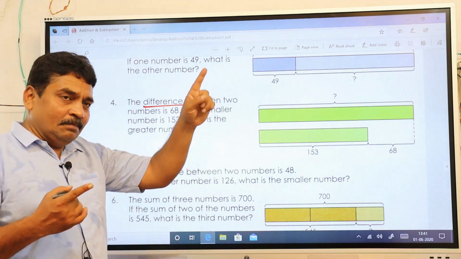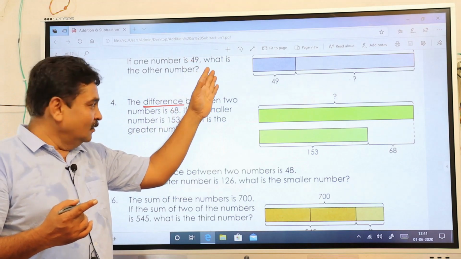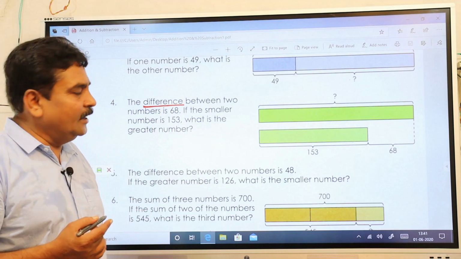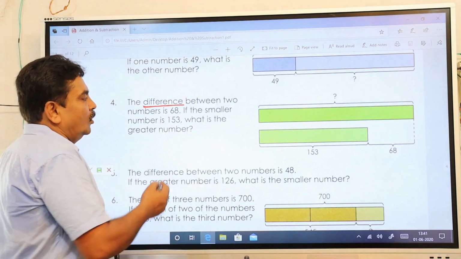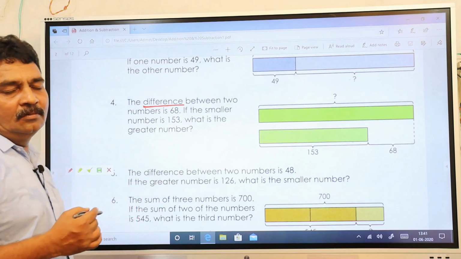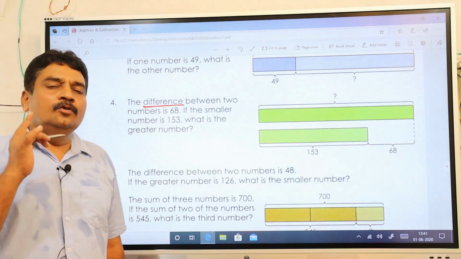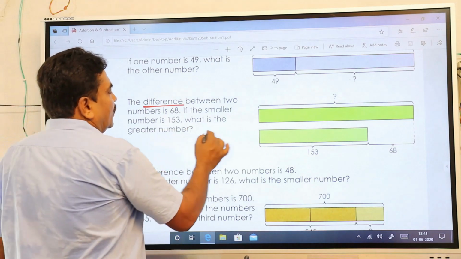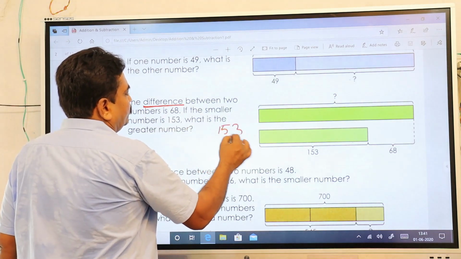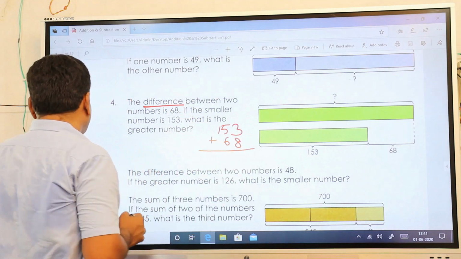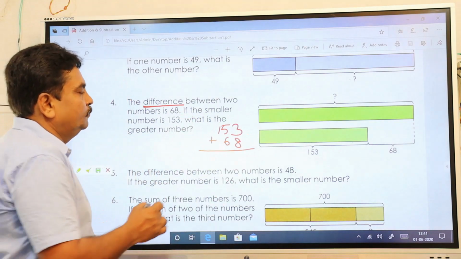If you were doing sum, you had subtracted. Now here you are going to add these two. Okay, we'll see how you are going to add these two. I'll just do it here without drawing a table, but you should do it in tabular form. Okay, that is 153 and 68. When you add these two, what happens?